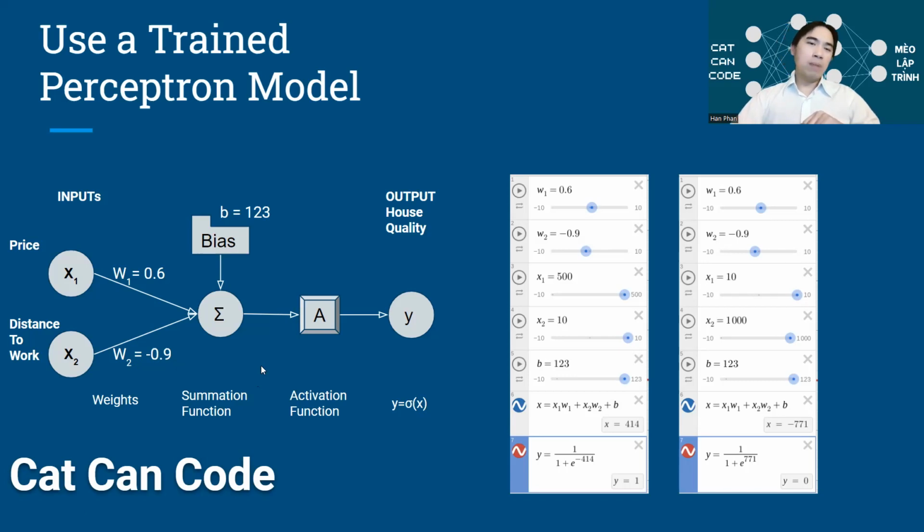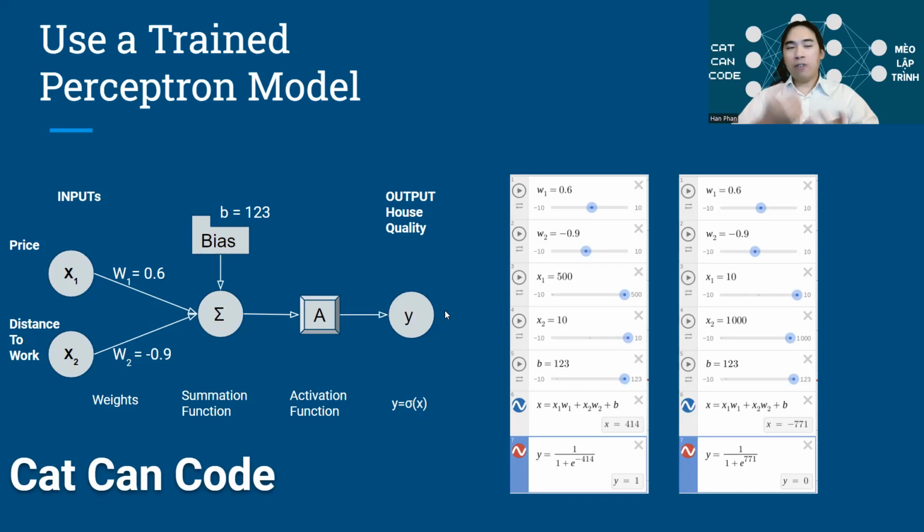So what does this example of a perceptron model do? This model takes in the price and the distance to work of the house, and it will calculate the house quality.